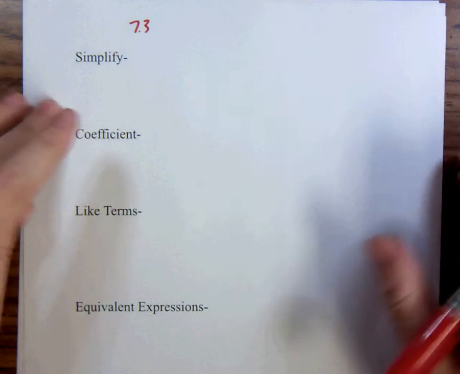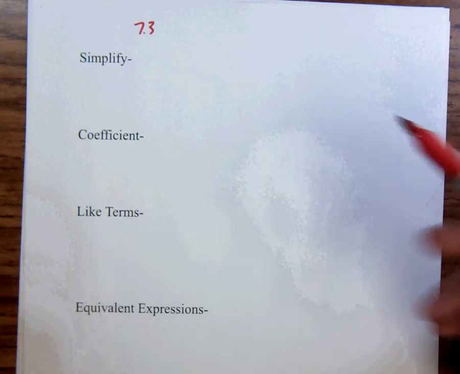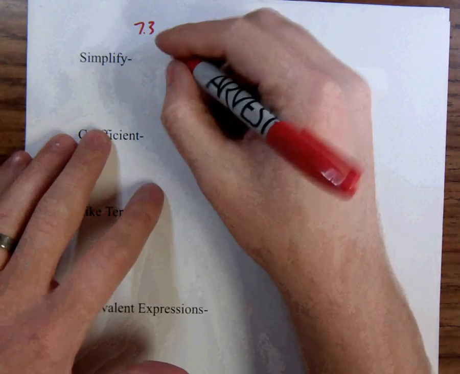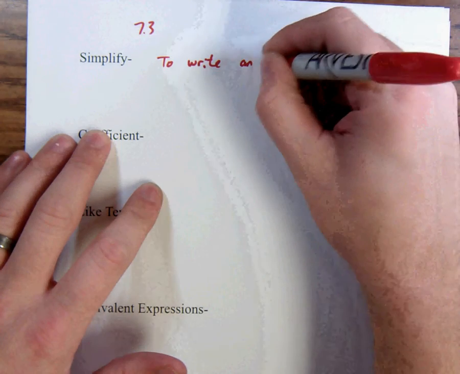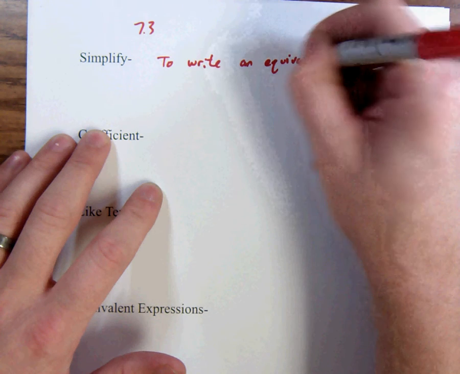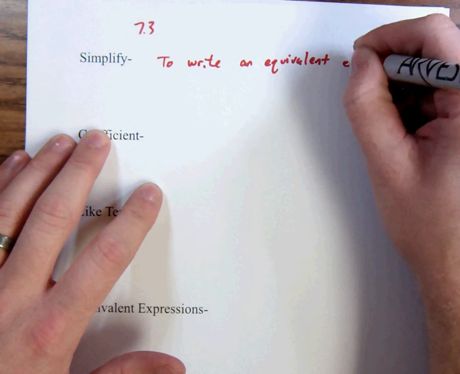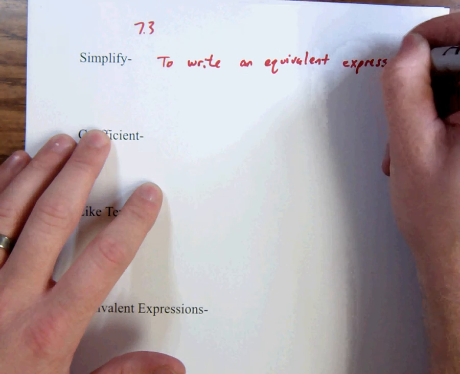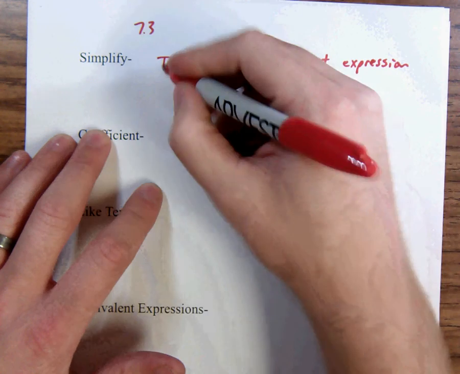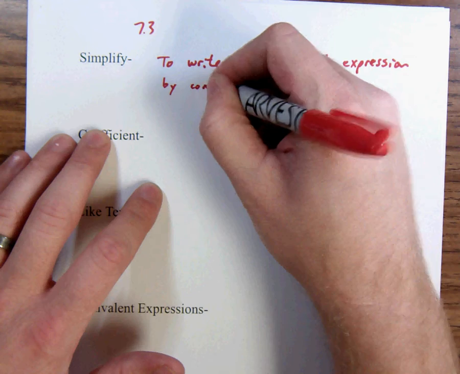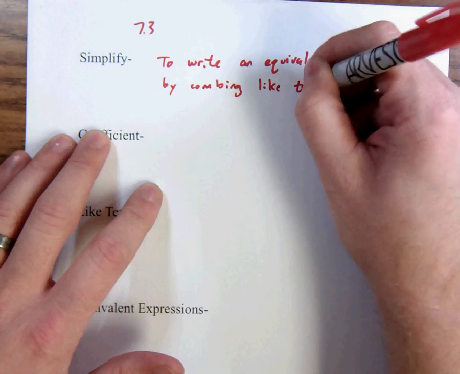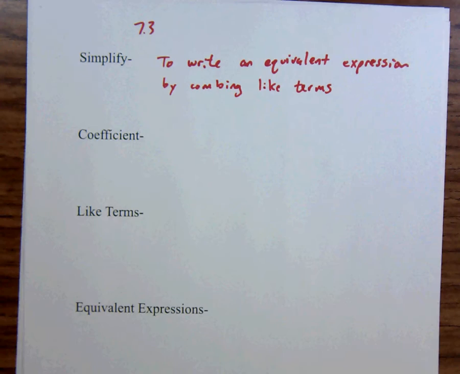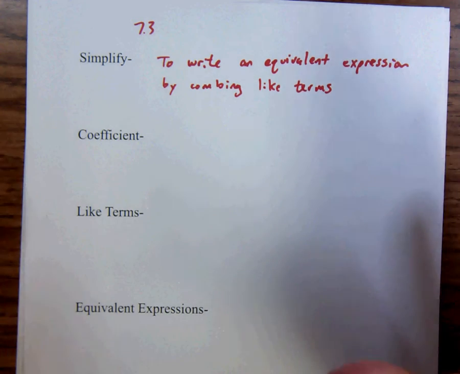So the first vocabulary term is simplify. Now to simplify something, we're going to write an equivalent expression by combining like terms. So that's in 7.3. Simplifying can mean a lot of different things, and in this instance it just means to combine like terms.